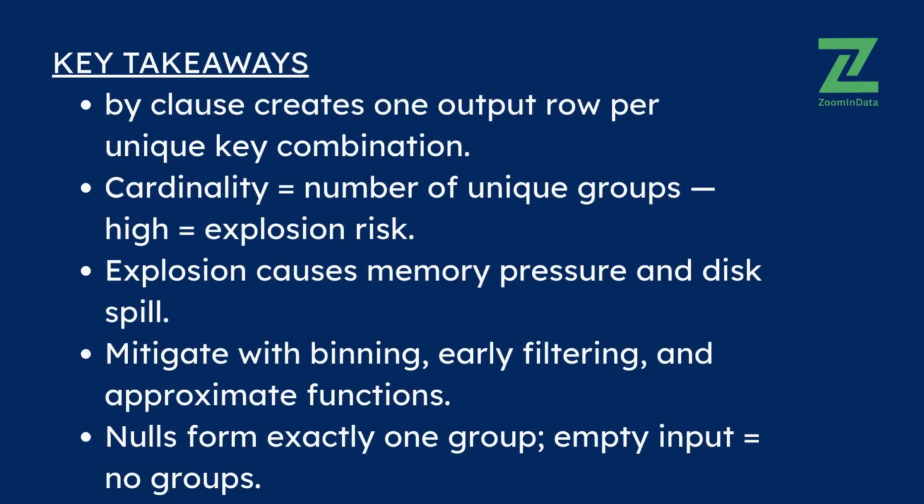To wrap up, the by clause creates one output row per unique key combination. Cardinality equals the number of unique groups. High cardinality equals explosion risk. Explosion causes memory pressure and disk spill. Mitigate with binning, early filtering, and approximate functions. Nulls form exactly one group. Empty input equals no groups. Master these mechanics, and you'll avoid one of the most common causes of slow or failing queries in KQL.